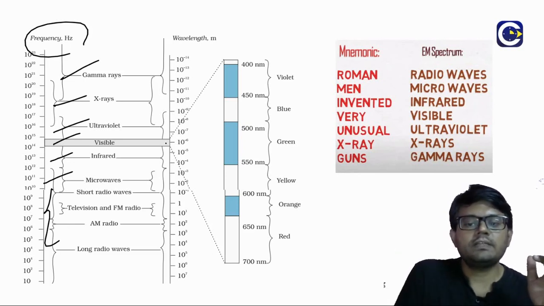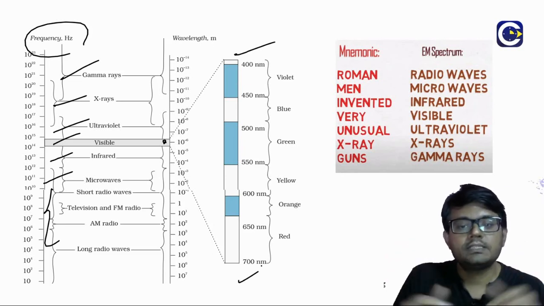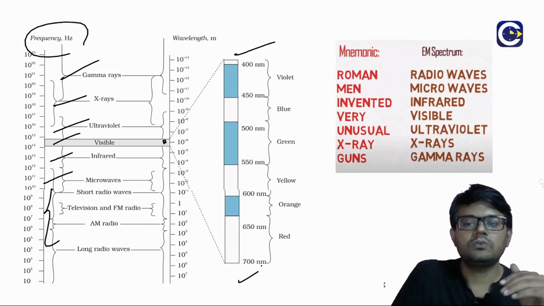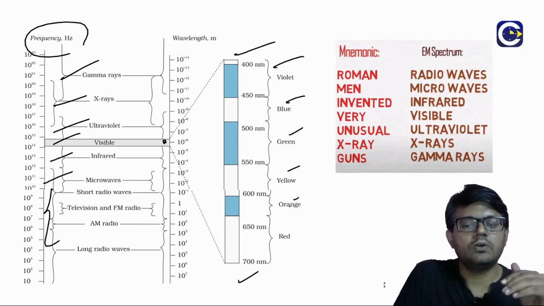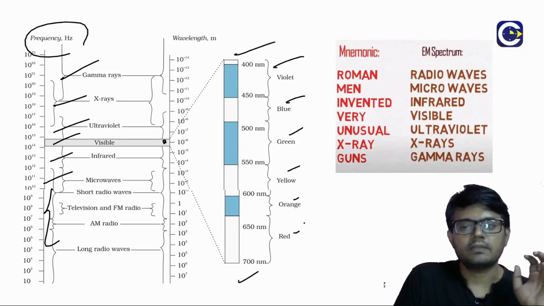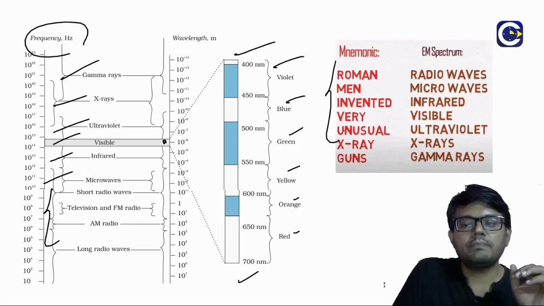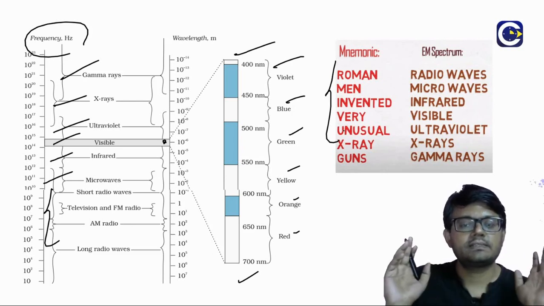Okay, so the range of wavelength we need to look at is visible, from 400 nanometers to 700 nanometers. Here all these violet, blue, green, yellow, orange, red will come. So red is the higher wavelength, violet is the least wavelength. How do you remember this? Look at this mnemonic: Roman men invented very unusual X-ray guns.